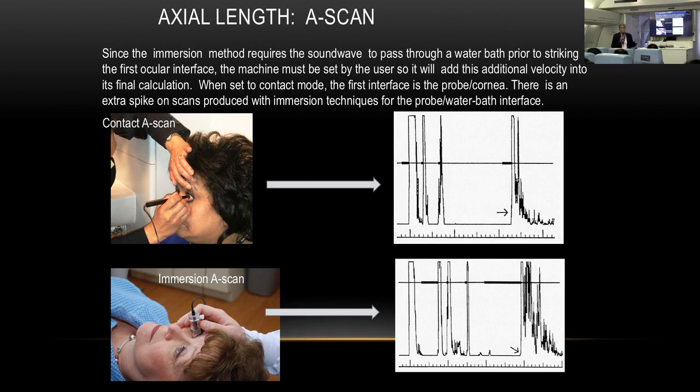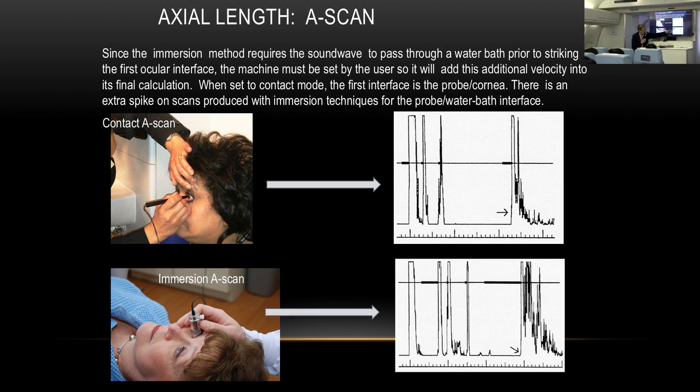Just a note on the difference between the immersion and the contact biometry. It's important to set your machine to the right setting for that, because the immersion A-scans allow for that water bath in front of the cornea. Okay, so as I've said, a spike is generated each time the sound velocity changes. So this is the probe. This is the immersion A-scan. This is the probe right here. This is where the sound wave starts coming out and enters the water bath.